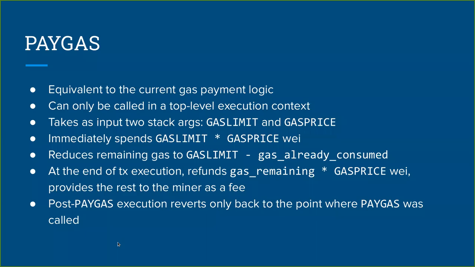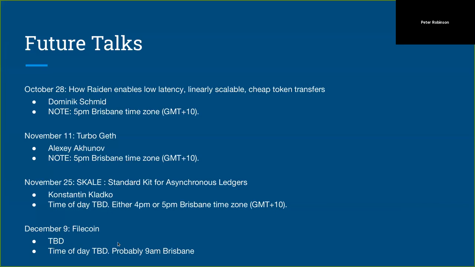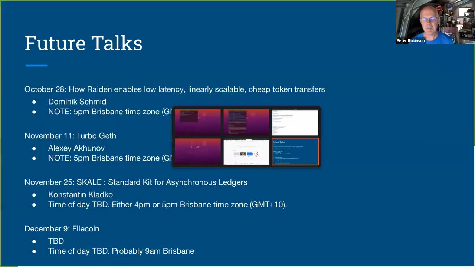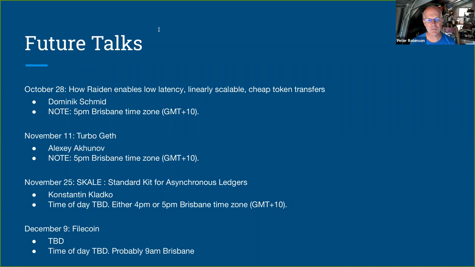Maybe flip to the last slide and I'll talk about the forthcoming talks. I'm back on the call as well. I dropped off the call temporarily, but I'm back. Anyway, in 2 weeks' time, we have Dominic Schmidt, and he's going to give us a talk on Raiden and explain what Raiden is and how it can provide scaling. And then in 4 weeks, Alexei is going to give a talk on TurboGeth and talk about why he thinks TurboGeth is the bee's knees and the best Ethereum client ever and 10 times faster, bigger, brighter, better.